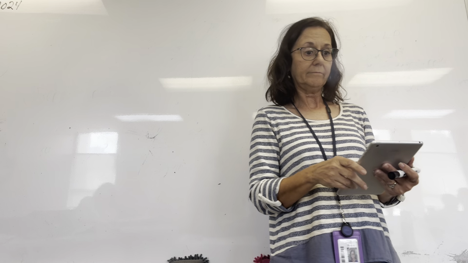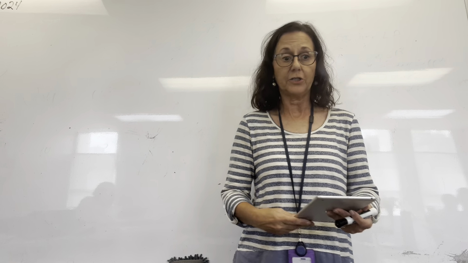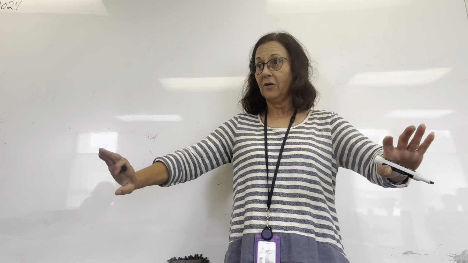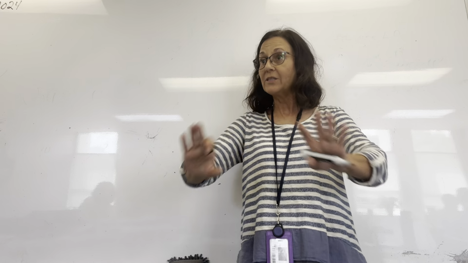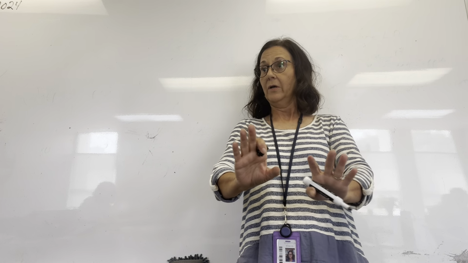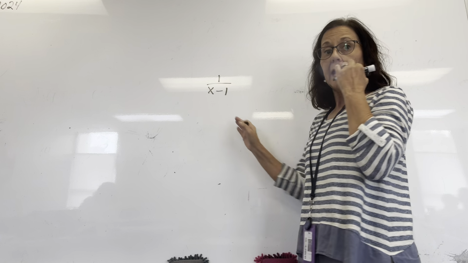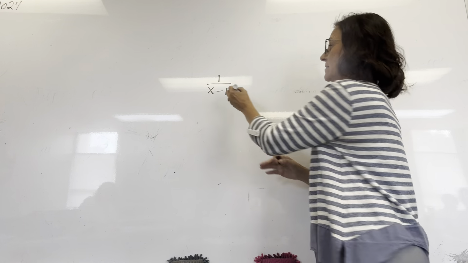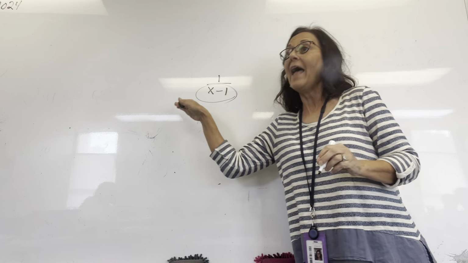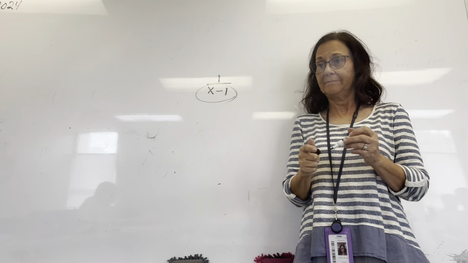Got it? No, ma'am, I still don't understand. Okay. For a rational function, it will be discontinuous where the denominator equals 0, because that's where it's undefined. We can't take a number divided by 0. So if it's 1 over x minus 1, we're going to have a hole or an asymptote at the value of x where the denominator equals 0. Got it? Make sense? All right.